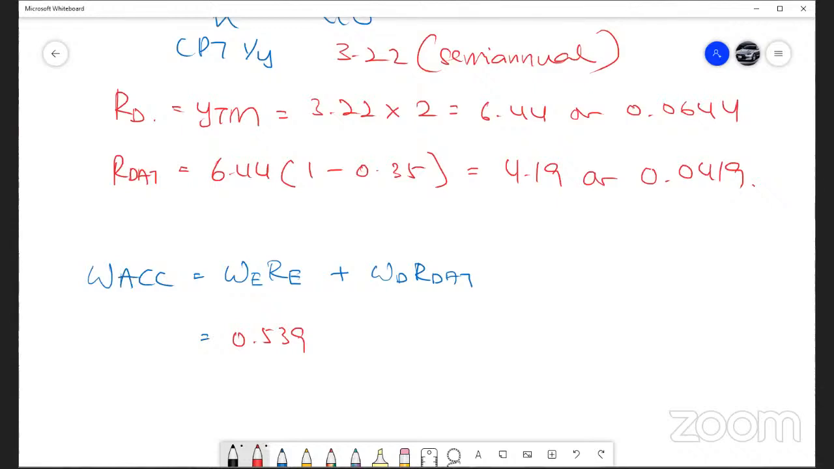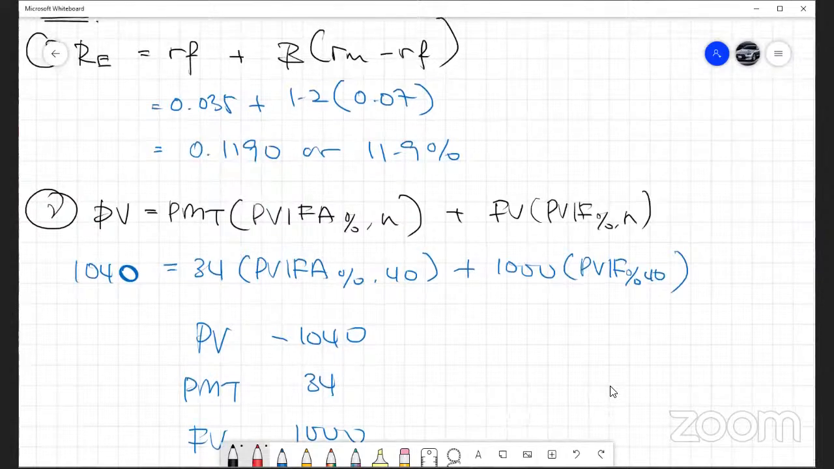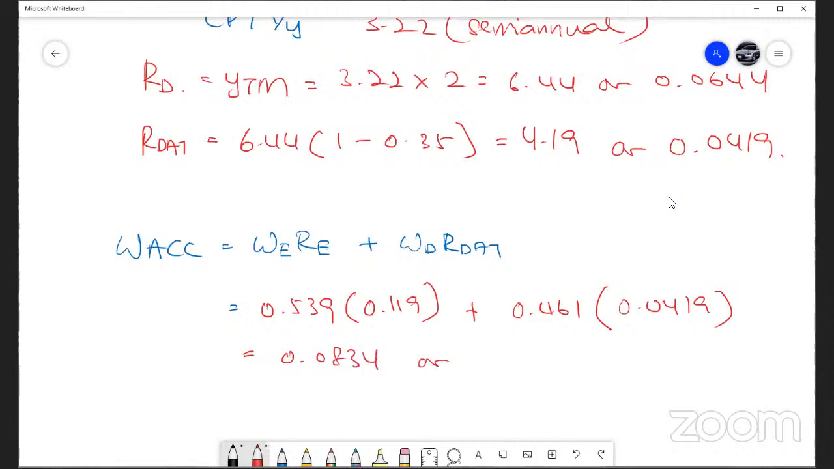The cost of equity, just now we calculated, is 11.9, so 0.119, plus weightage of debt is 0.461 multiplied by the after-tax 0.0419. Total this up together, you can get 0.0834 or 8.34% as your WACC.